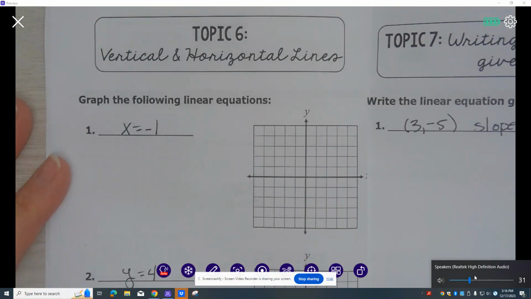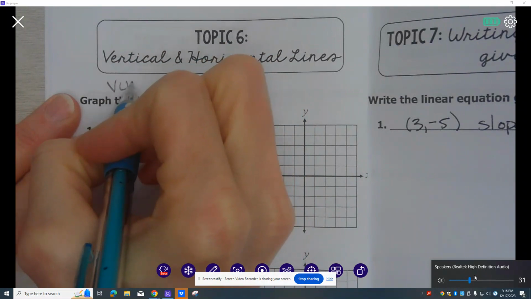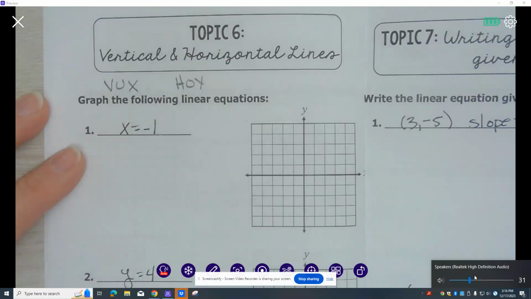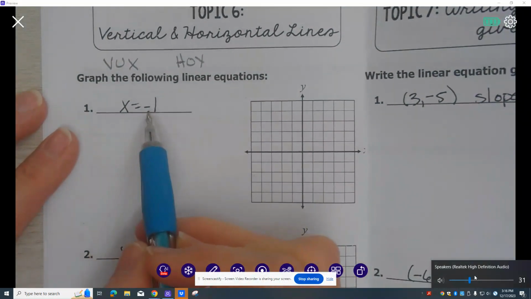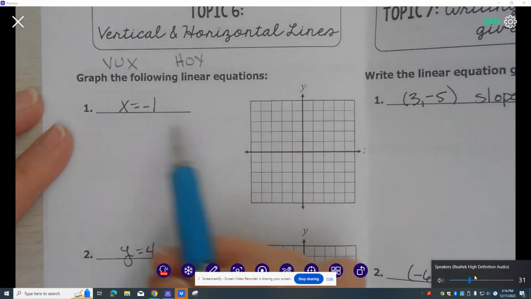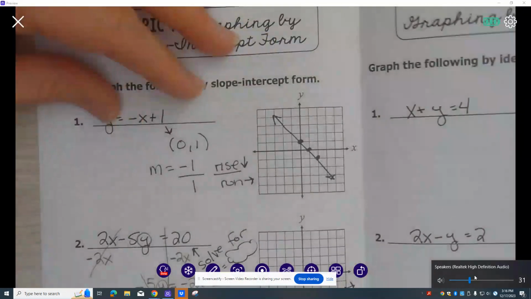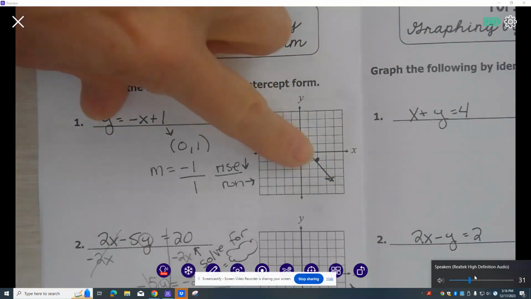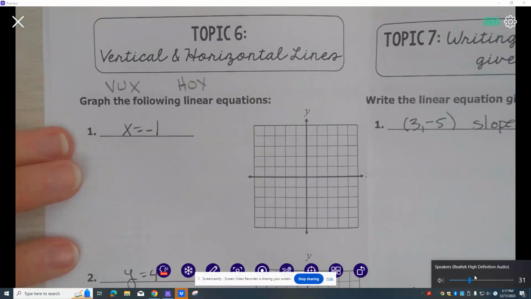So this is vertical and horizontal lines. You should remember those. Those are our vucks, the vertical lines, and our hoys are the horizontal lines. Here you're just graphing the line x equals -1. Remember, if your equation doesn't have both an x and a y, then it's going to be a vertical or a horizontal line. Every equation that has both an x and a y, like this one back on topic 4, will be a slanty or a diagonal line. So when you see just an x or just a y, that'll be a hoy or a vux.